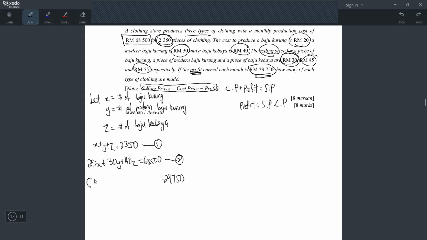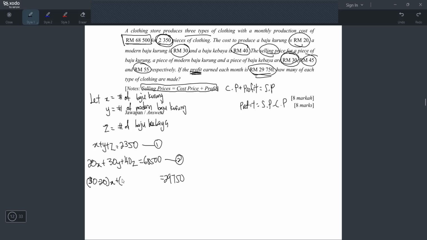30 ringgit, and then the cost price, which is 20 ringgit, right? And then X, and then only you times with X, right? Because this is for one baju kurung's profit. That's why you have to times with X, because there's X numbers of baju kurung. Plus, what about modern baju kurung?